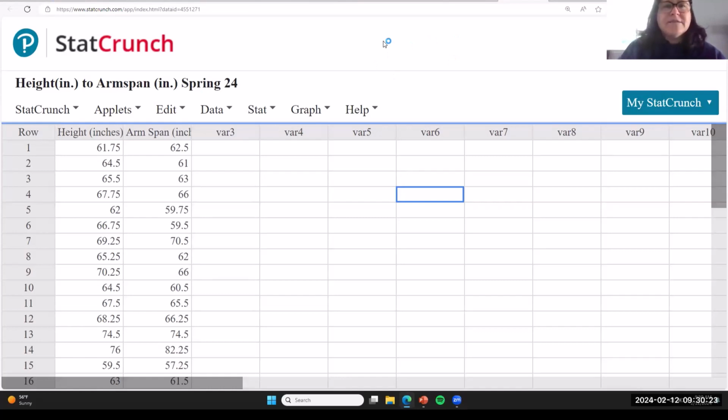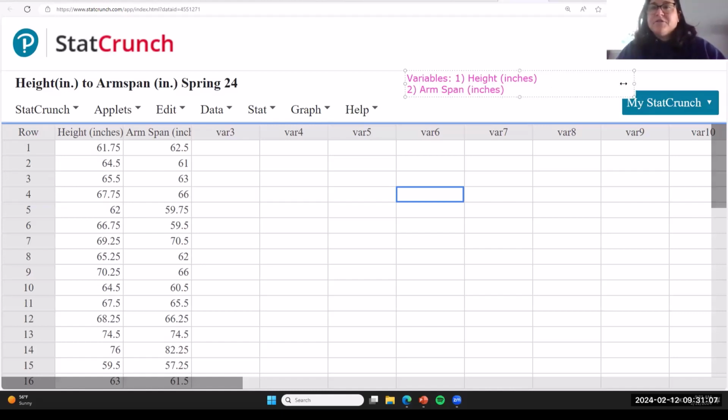But let's first write what I just said we were going to do. I'm going to write down what our observational unit is and what our variables are. So let's go variables first. Our variables are the height in inches, and then the other variable is the arm span, also in inches. I'm just going to put variable 1 and 2. So we have 2 variables here.